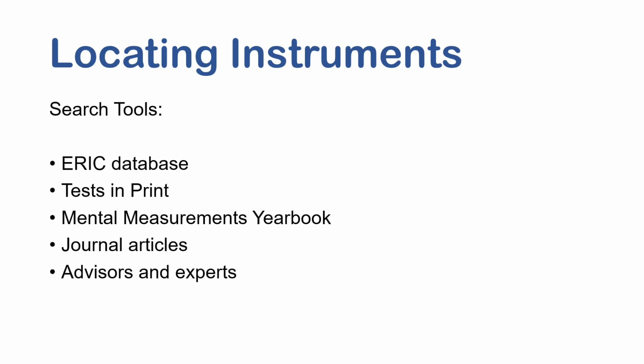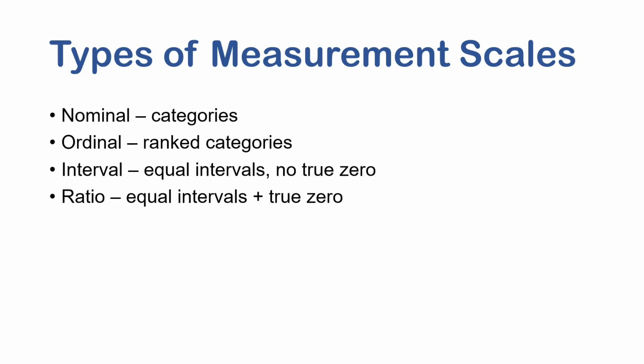When choosing an instrument, two qualities are essential. The first is reliability: the instrument gives consistent results. The second is validity: the instrument measures what it claims to measure. If an instrument lacks reliability or validity information, it is not a good choice for research.